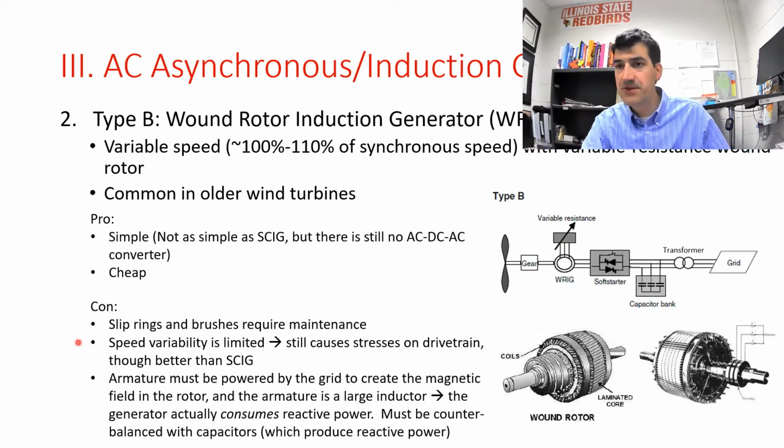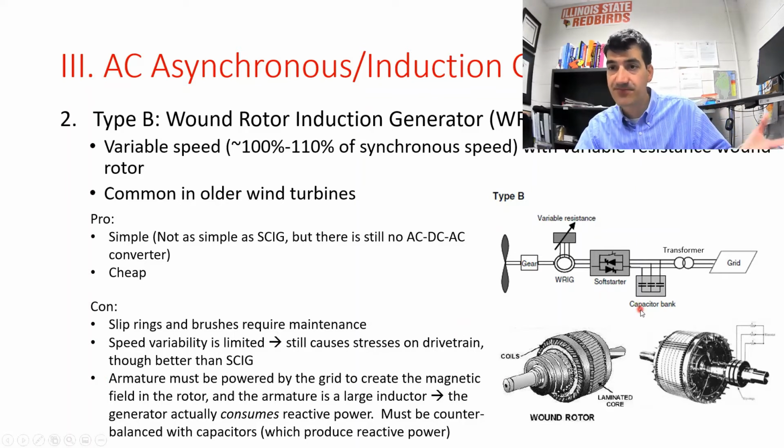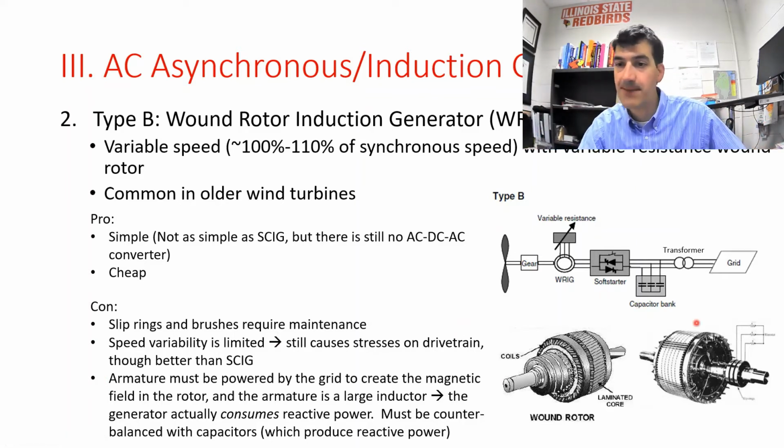But it has a little more variability than the squirrel cage, so it's a little better than the squirrel cage design in this regard. But still, we haven't changed anything about the armature. So we still have this deal where we have to apply electricity from the grid to the armature windings. And to energize those armature windings, which are inductors, you actually have to consume reactive power, which means you have to balance that out somewhere, either at the turbine itself or at the substation with a bank of capacitors right here.